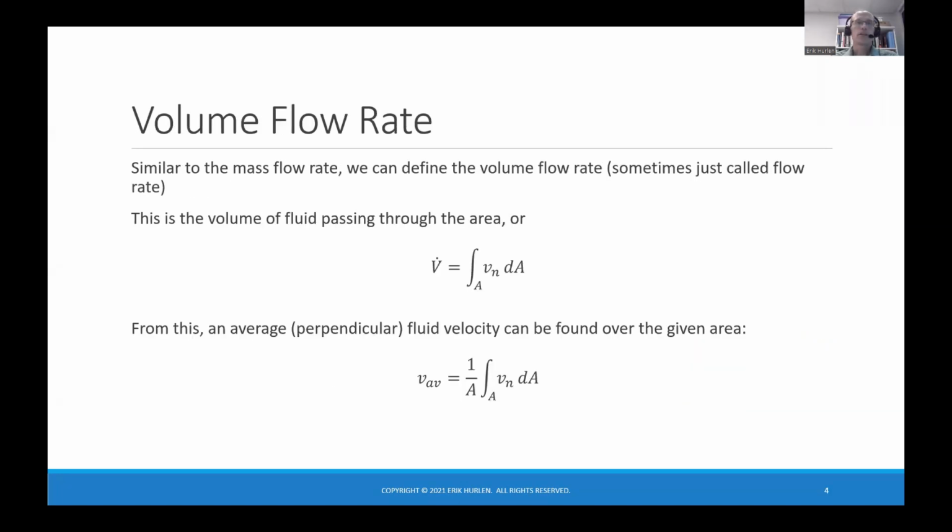A related concept to this is the volume flow rate, which is somewhat confusingly sometimes called flow rate. If there was no word in front of flow rate, it means volume flow rate. This is the volume passing through a certain area per unit time and is denoted by v dot. This is basically the same as the mass flow rate, but without the density. So v dot is equal to the integral over the area of the normal component of velocity. From this, the average velocity can be defined by dividing out that area, as seen in this equation down here.